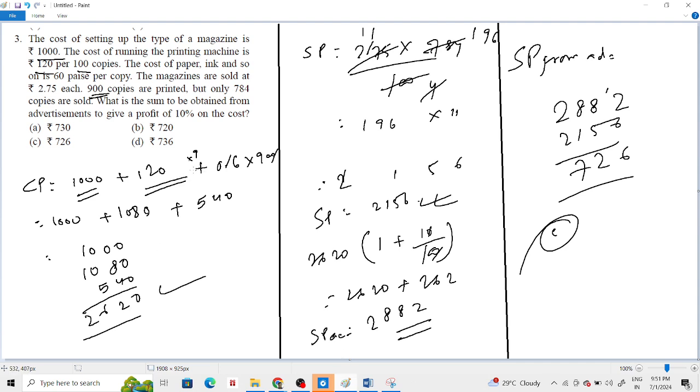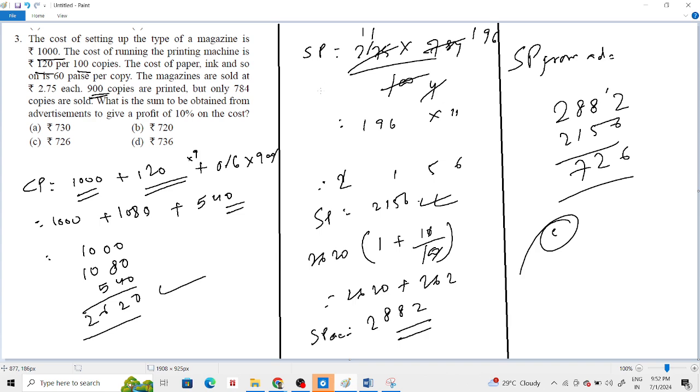In 900 copies, 9 times 100 is there. So that is why 9 into 120 plus the cost of paper, ink and so on is 60 paise per copy. So how many copies are there? 900 copies. So 900 into 60 paise, 0.6, that is going to be 540. So when I add all this, I am going to get 2620, right?